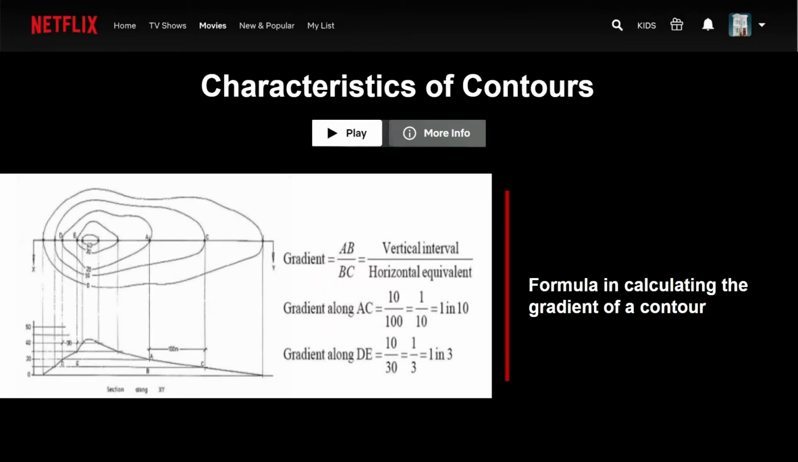Here we have a formula for calculating the gradient of a contour, wherein we divide the vertical interval by the horizontal interval. In the picture shown below, we have a gradient along AC where the vertical interval is 10 and the horizontal equivalent is 100. If you divide 10 by 100, you get 1 in 10. And with the gradient along DE, the vertical interval is 10 and the horizontal equivalent is 30. After dividing, you get 1 in 3. Next slide, please.